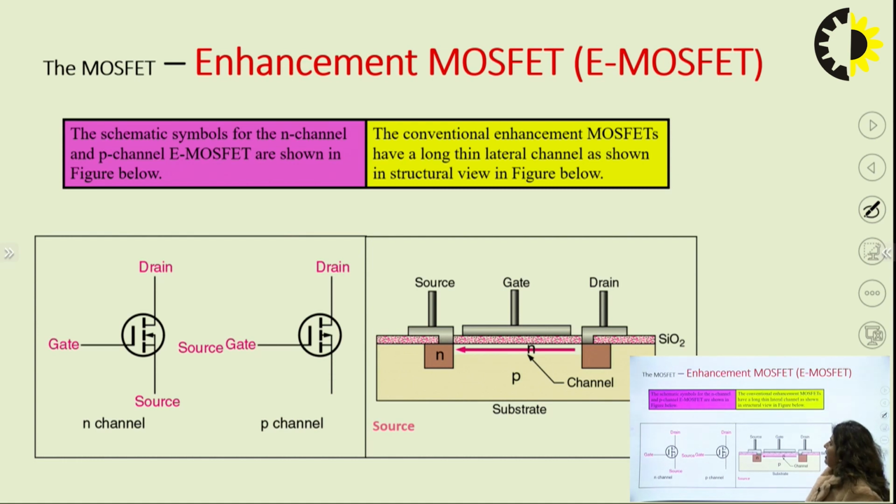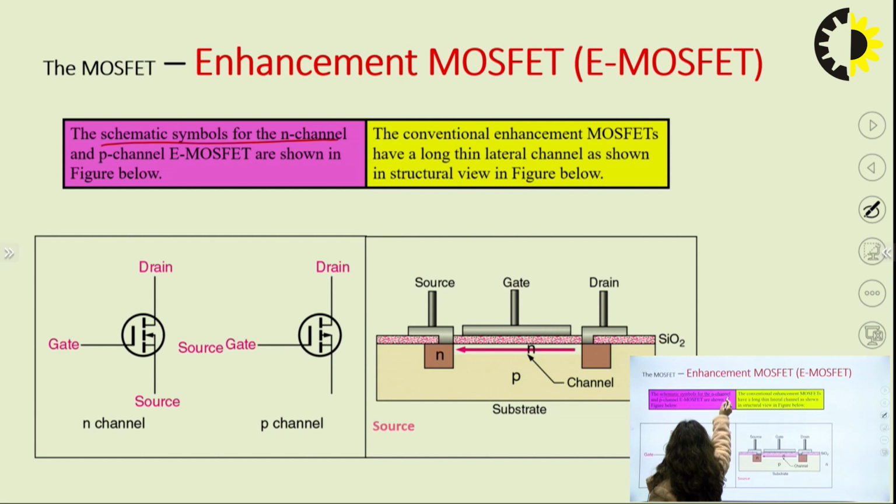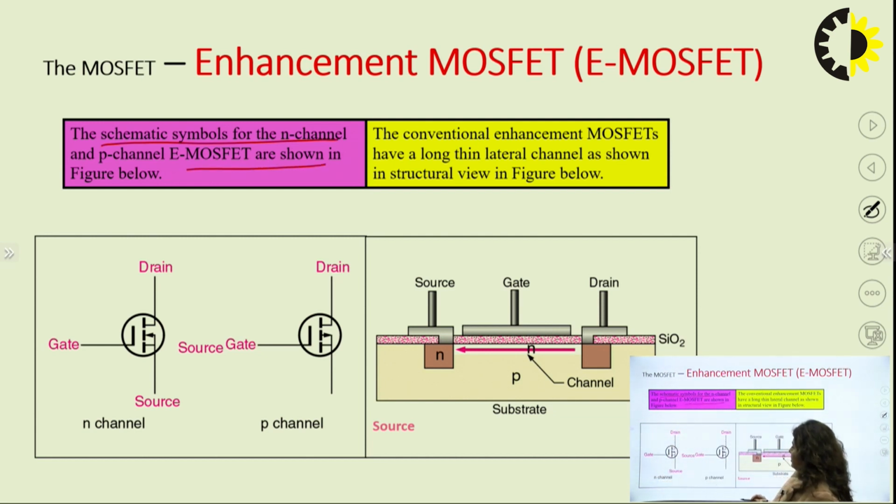So next we have the enhancement MOSFET. The schematic symbols for the N channel and P channel E-MOSFET are shown in the figure below. The N channel has the source, the gate and the drain, and the P channel has the same thing. The current directions are different: inward and outward. For the N channel it is in the inward direction, for the P channel it is obviously the outward direction.